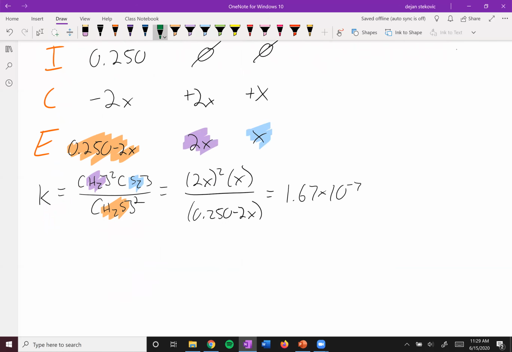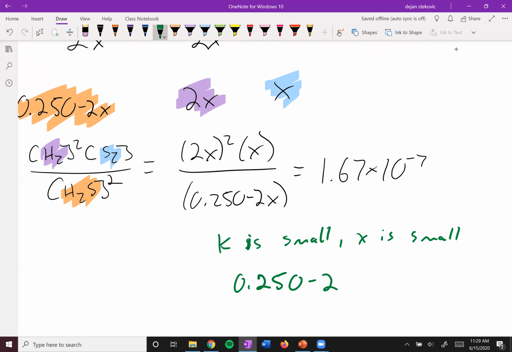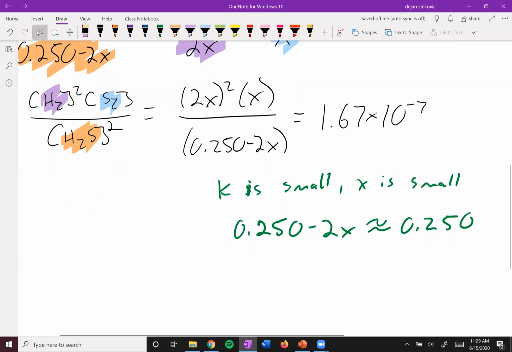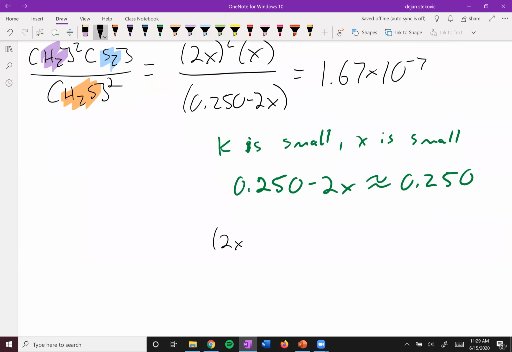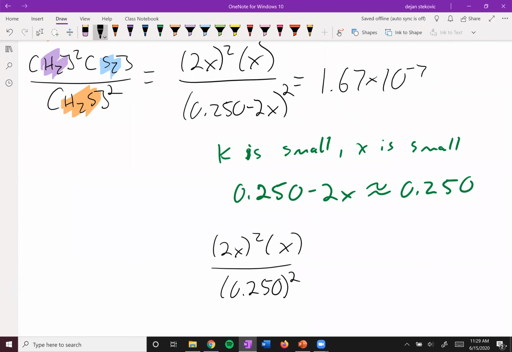And then we can use our assumption again, right? Times 10 to the negative 7, that's a very small number. So we can say K is small, which means x is small, which means some number plus or minus x, in this case, this 2x is approximately equal to just that number. And so that'll simplify the math for us. So we'll end up here with 2x squared times x over just 0.0250 squared. Whoops, I forgot the squared up here. Don't make that mistake, obviously. And this is equal to 1.67 times 10 to the negative 7.